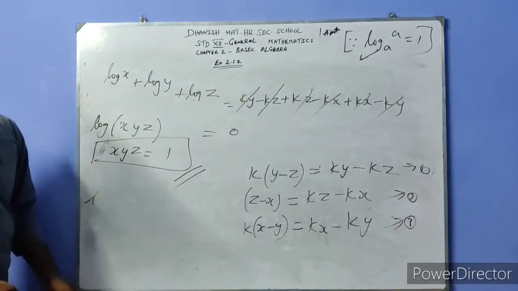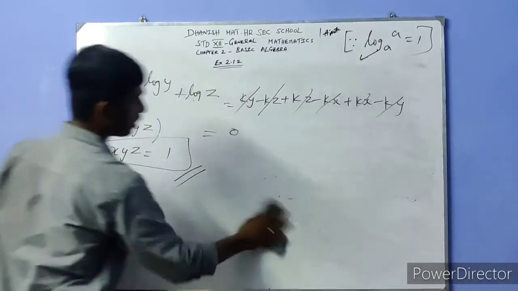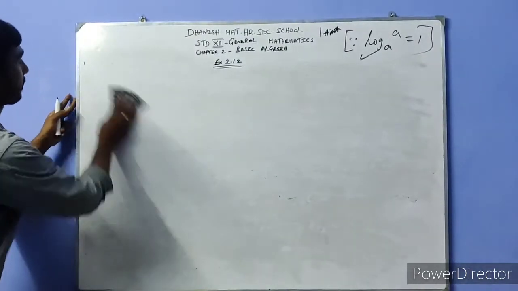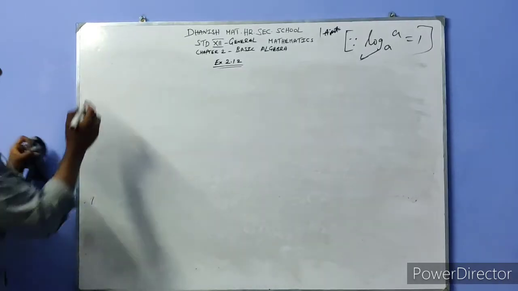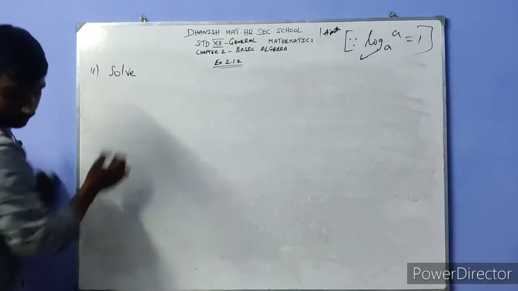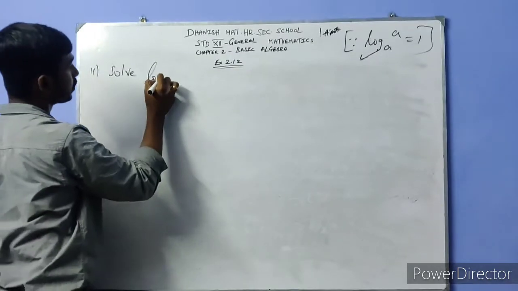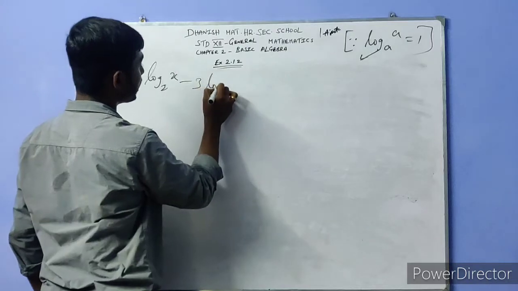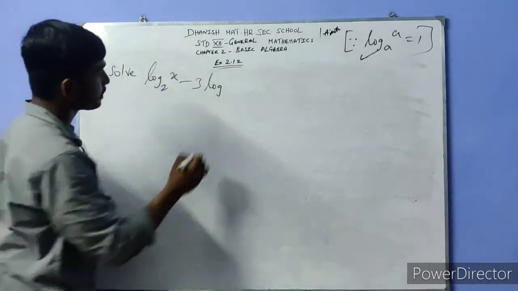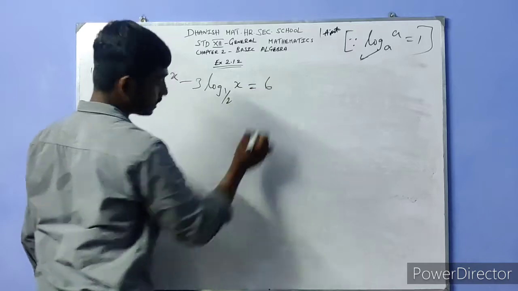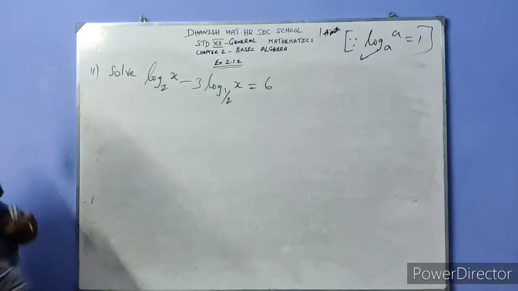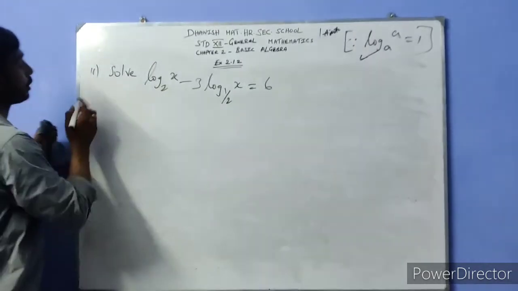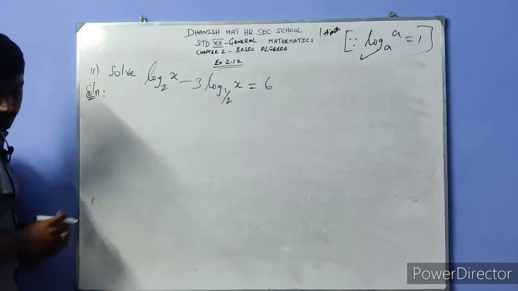So let's see the 11th question. Solve 1 by log 2 power of x minus 3 by log 1 by 2 power of x equal to 6 here. In this sum we are using the quotient rule. In this sum, one new rule we are going to use from the properties, the quotient rule.